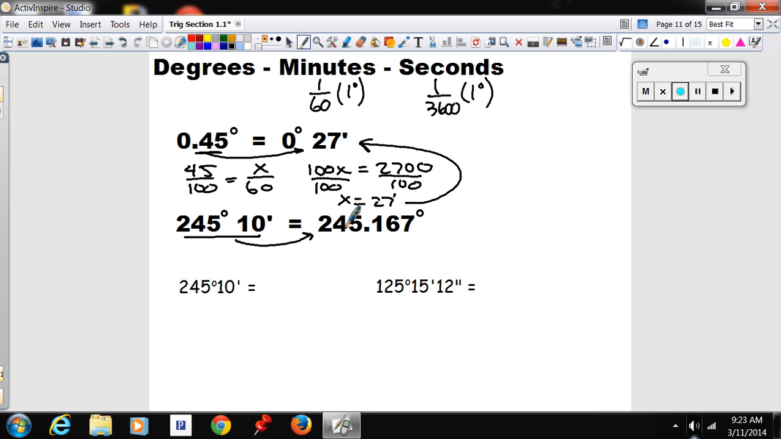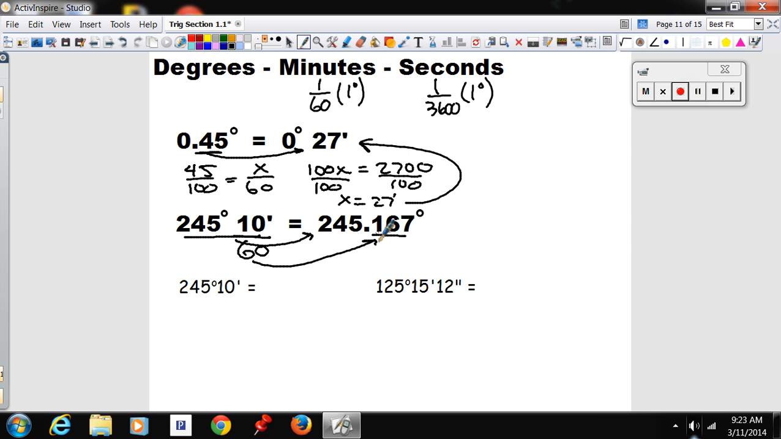What did I do to get from here to here? What does this 10 represent? 10 out of what? 10 out of 60, because there's 60 minutes in 1 degree. So if I take 10 and divide it by 60, guess what comes out on your calculator? 0.167. You get that right there. So all you have to do is take your minutes divided by 60 and you'll get your decimal.